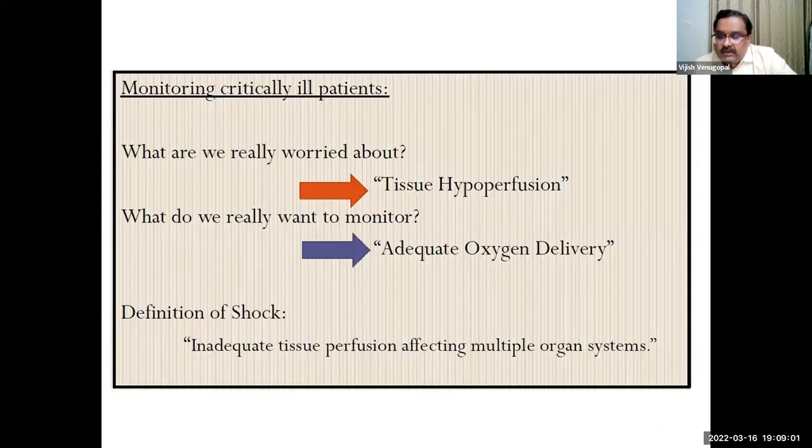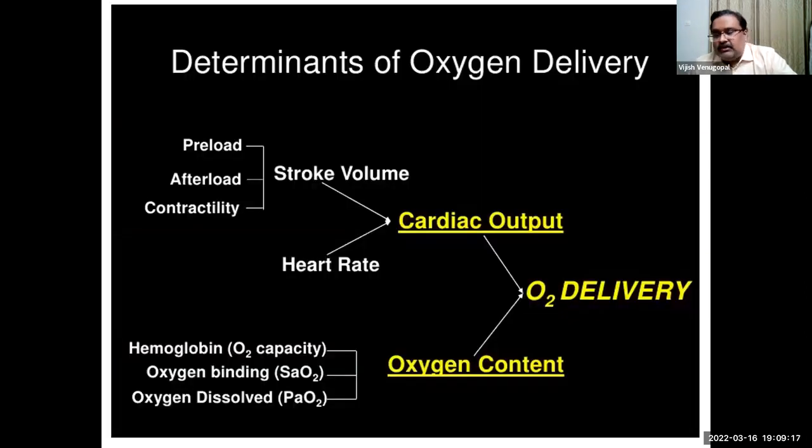So what are we actually worried about? We are worried about whether we are going to cause tissue hypoperfusion. And what do we have to really monitor to prevent this? It should be that we monitor whether we are giving adequate oxygen delivery. So what are the determinants of oxygen delivery?